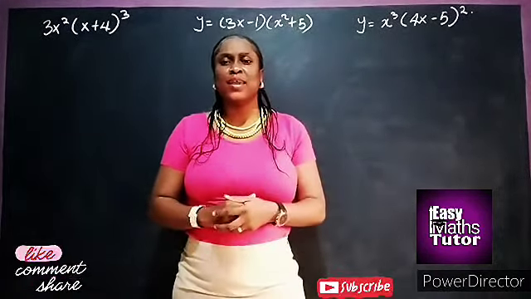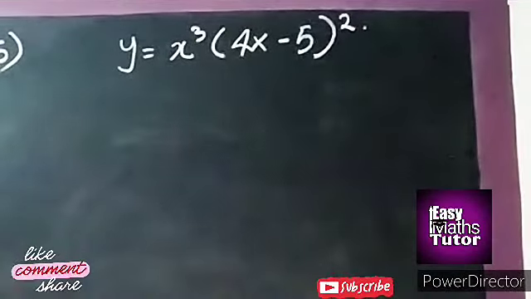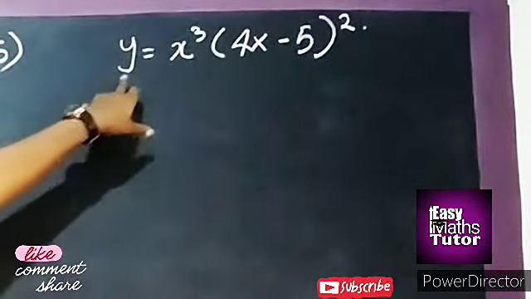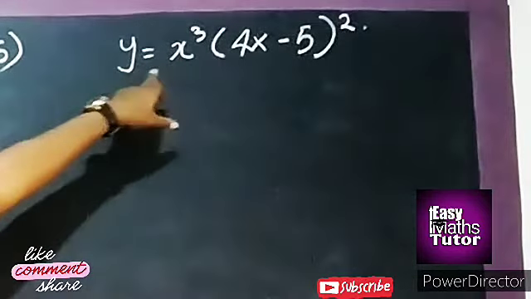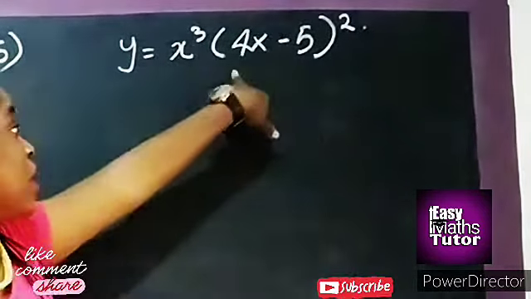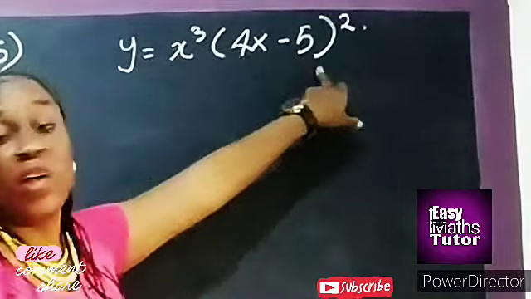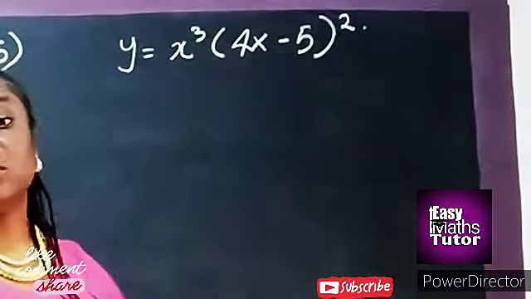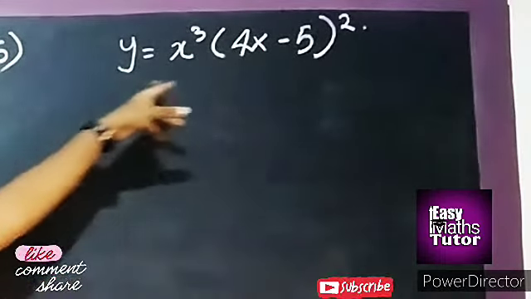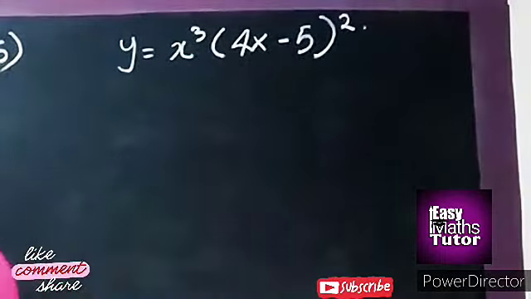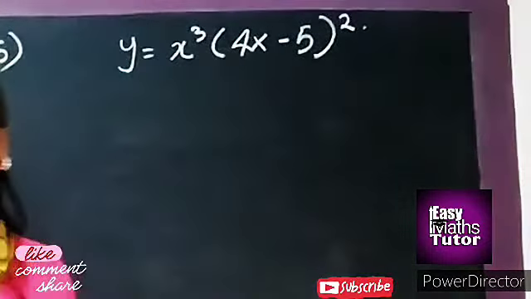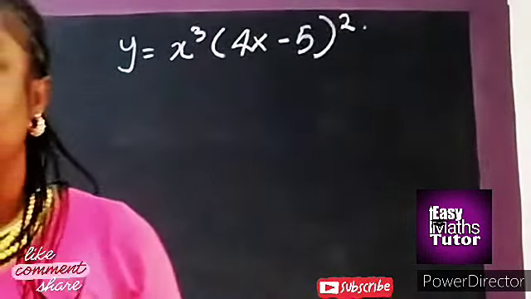So let's jump right in. Now we have the first problem, which is y is equal to x cubed into bracket 4x minus 5 bracket squared. We're going to differentiate this problem using the product rule. We're going to find the differential of this function using the product rule.